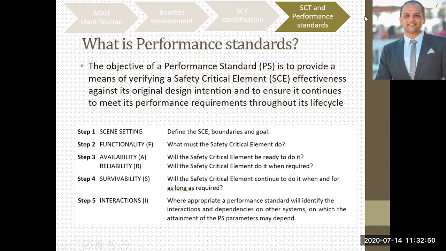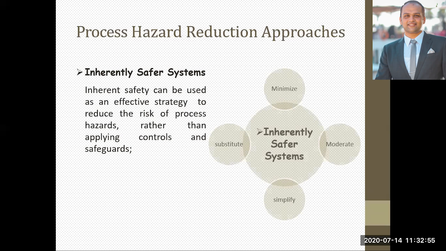Next topic, we'll speak a little bit about the process hazard reduction approaches. The most common way is to make your design inherently safe. And how can you make it inherently safe? By ensuring that all of the hazards are eliminated. But can this be reasonable or rational? I don't think so. You cannot reach a 100% safe design. However, you do your best at the beginning of a project, and if something can be eliminated, you have to do it. And this is done by four means: minimize, substitute, simplify, and moderate.